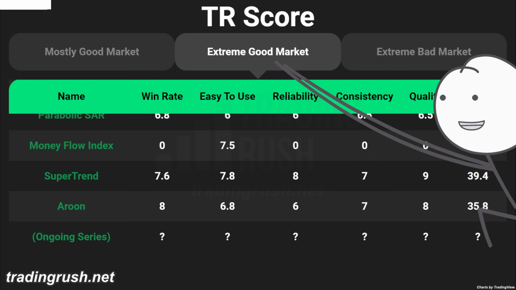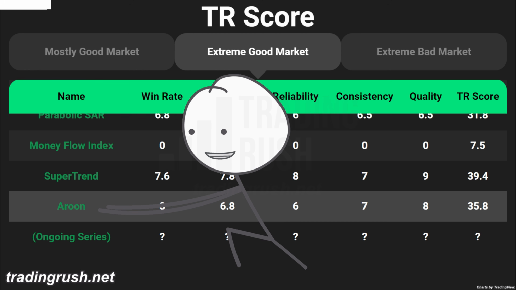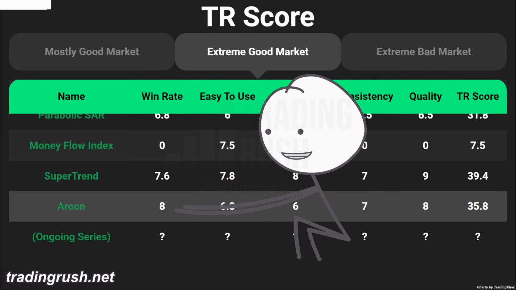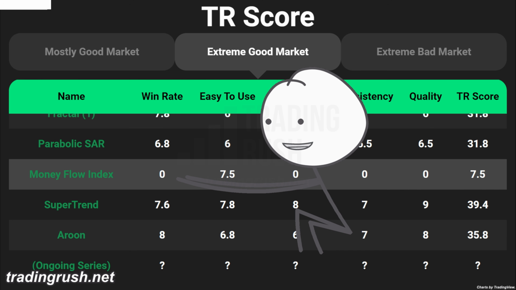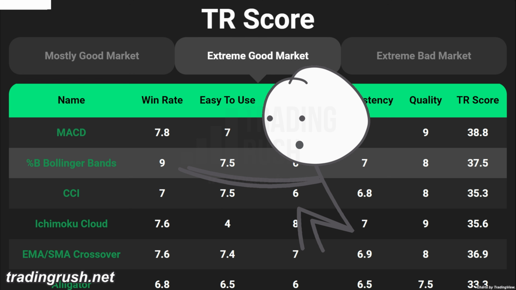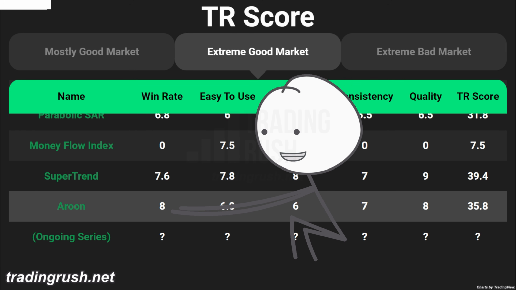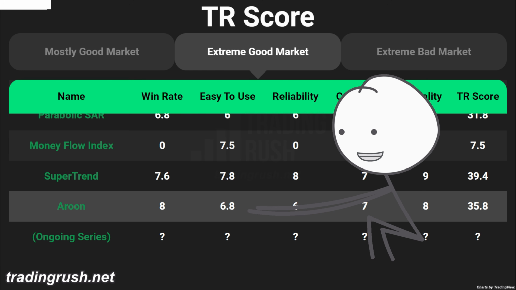But in the extremely good market test, since the Arun trading strategy got a high 64% win rate, it gets an 8 out of 10 score in the win rate category, which is a pretty high score, but not the highest score we have in this extreme testing series. For comparison, the lowest win rate score was 0 out of 10. And the highest win rate score was 9 out of 10. So this 8 out of 10 score Arun strategy got is pretty good. The ease of use score stays the same at 6.8 out of 10.